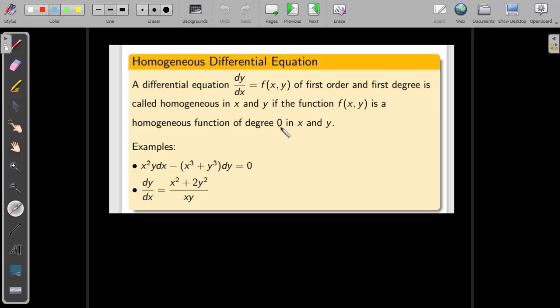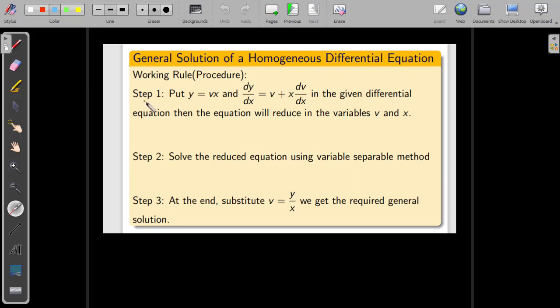Now let's begin the working rule for how to solve a first order homogeneous differential equation. The very first step: substitute y equal to vx in the given equation, and differentiate y equal to vx both sides with respect to x to get dy/dx. Applying the product rule of derivative, we get v plus, since the derivative of x is 1, x times the derivative of v with respect to x, which is dv/dx.